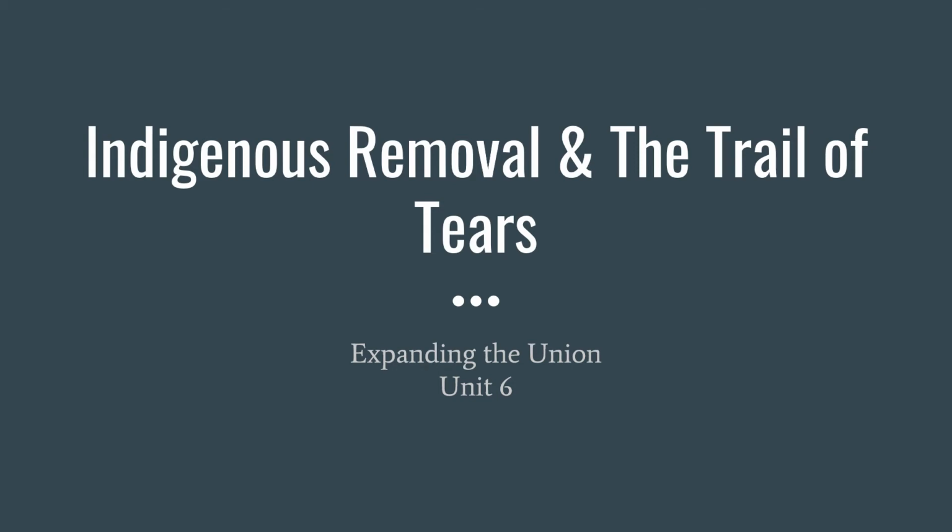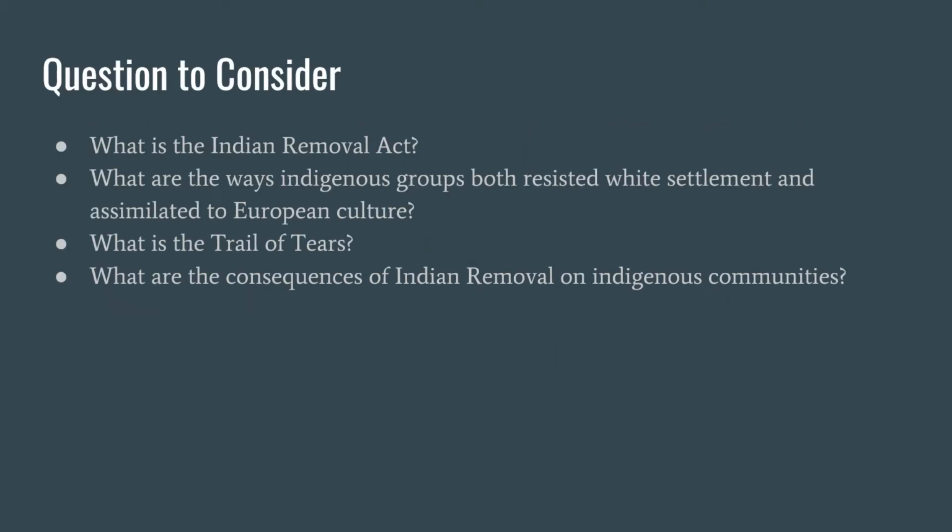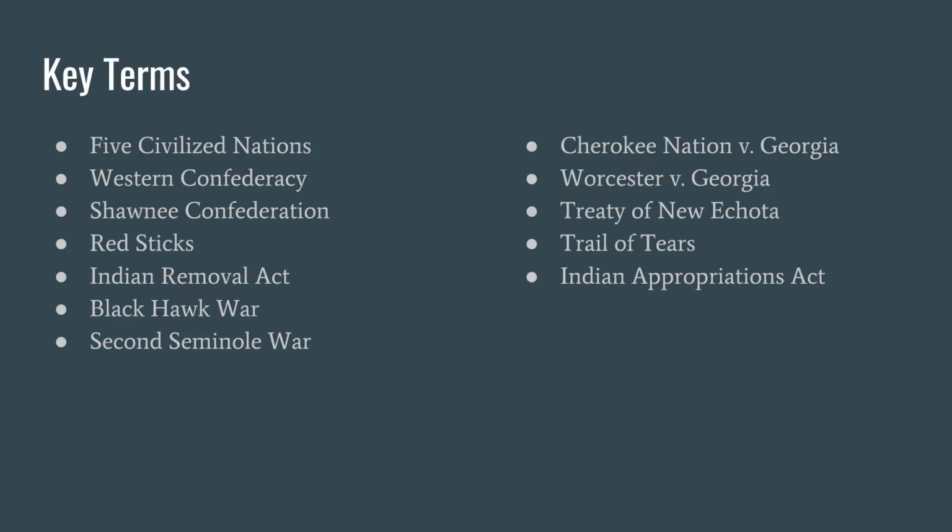Hi everyone. Today we're going to be talking about Indigenous removal from their ancestral homelands and the Trail of Tears. So questions to consider as you go through this video. What is the Indian Removal Act? What are the ways Indigenous groups both resisted white settlement and assimilated to European culture? We're going to see that there are Indigenous groups that do try to assimilate into white society. What is the Trail of Tears? And then finally, what are the consequences of Indian removal on Indigenous communities?